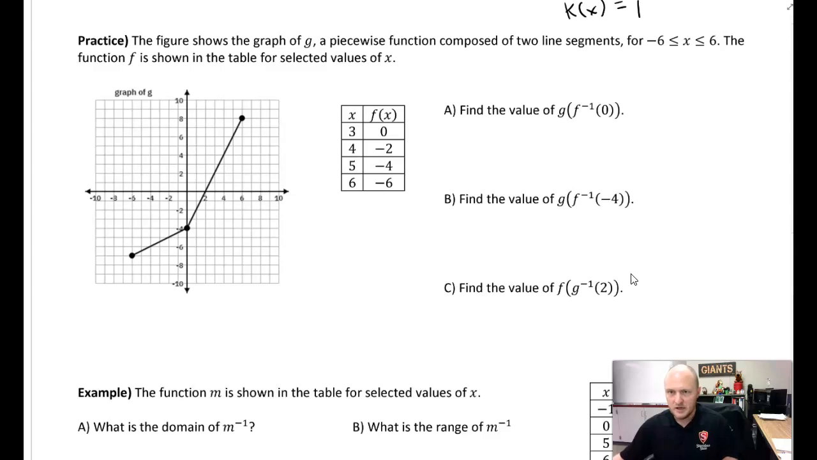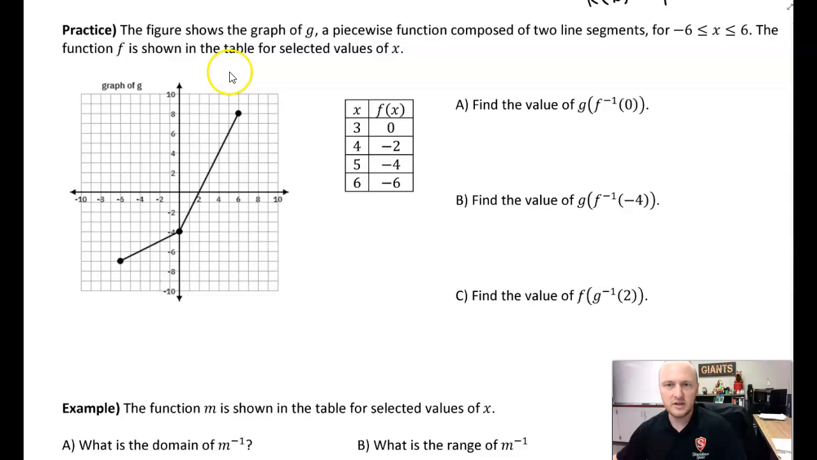Okay. Here's another practice question. Now we are given a graph G, a piecewise function composed of 2 line segments for -6 to 6, and the function f is given in tabular form, a table of selected values. Go ahead and answer these questions. I'll just do one example, A, and I'll leave B and C for you guys. You have the tools. It's just 2 different forms.